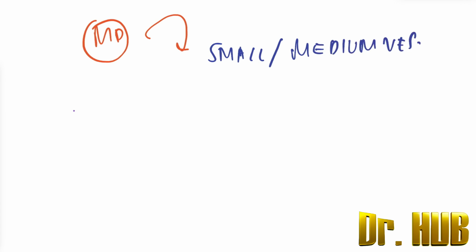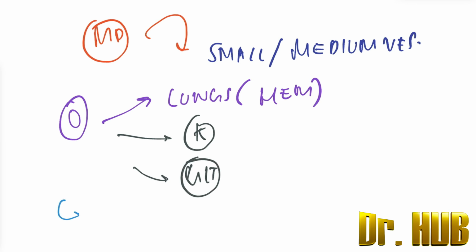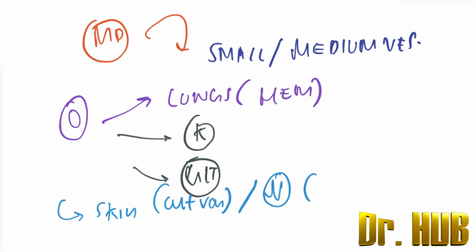In microscopic polyangiitis, the vessels affected include the small and medium vessels. Looking at the organs involved, it includes the lungs, which can present with hemoptysis. There is also involvement of the kidney, the GIT, the skin with cutaneous vasculitis, as well as the nerves, where there is mononeuritis multiplex.